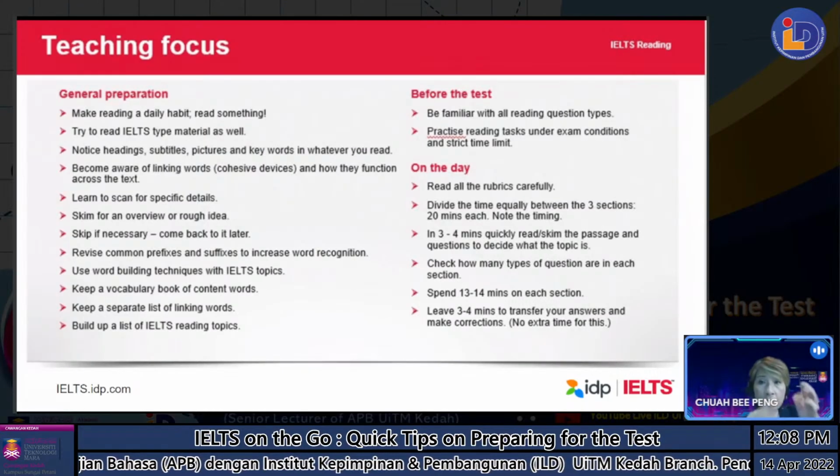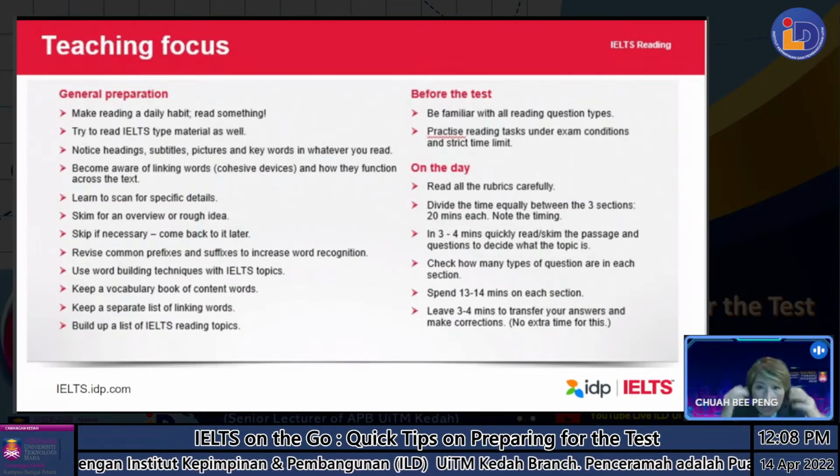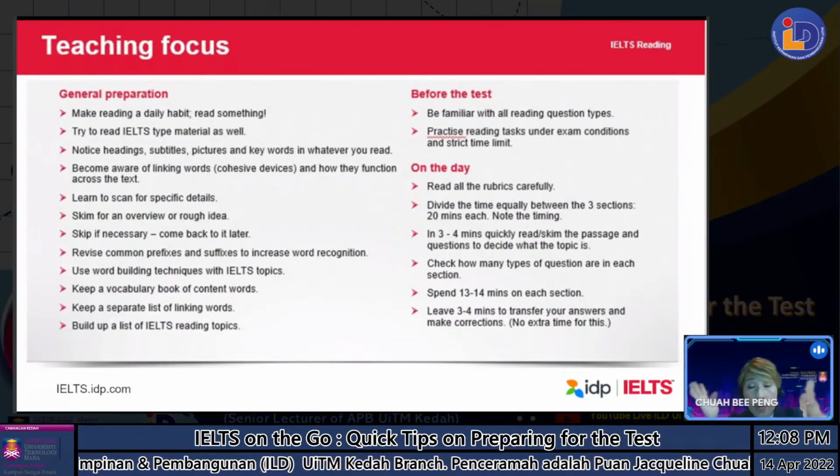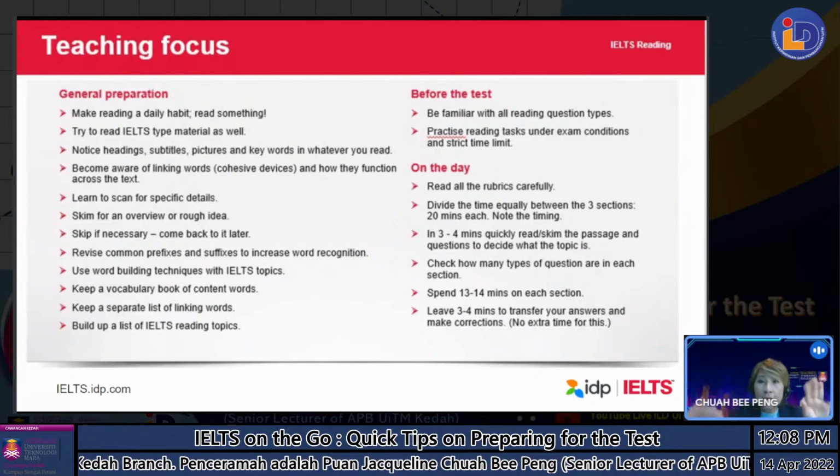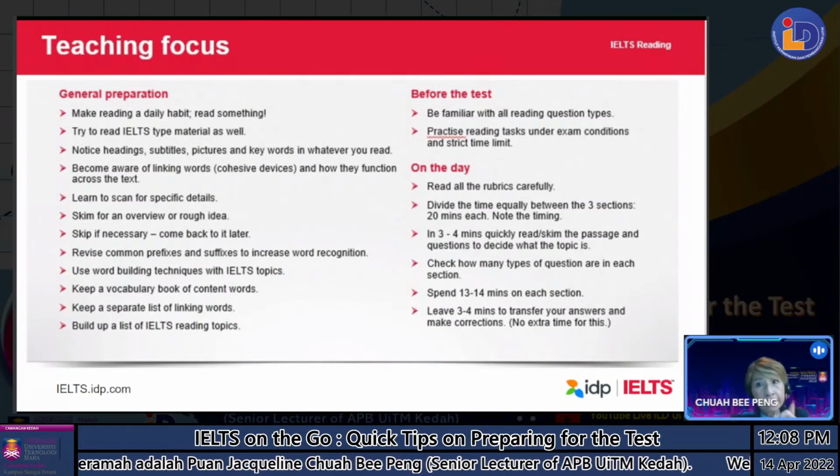And after everything, when you have extra time, go back to the question and, okay, whatever, God help me, try to guess and put in the answer. That's all. Time. Speed reading is so important. Speed is so important for your IELTS test. Even for MUET, it's the same.